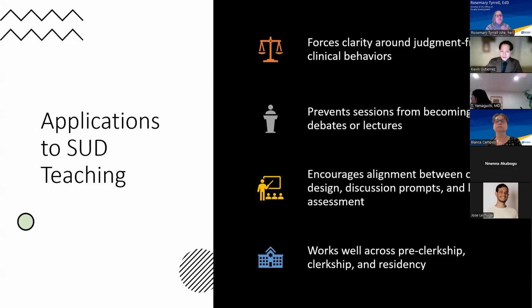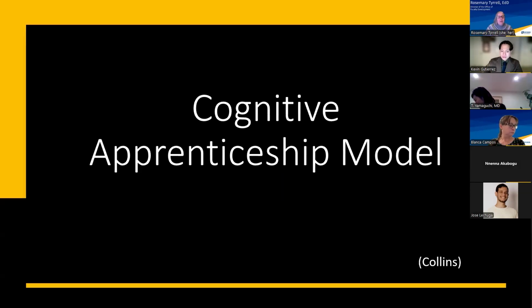That's clear. It's something that I can assess for, and it identifies, using backwards design. That's step one. What is it I want them to be able to do? The next model is the cognitive apprenticeship model.